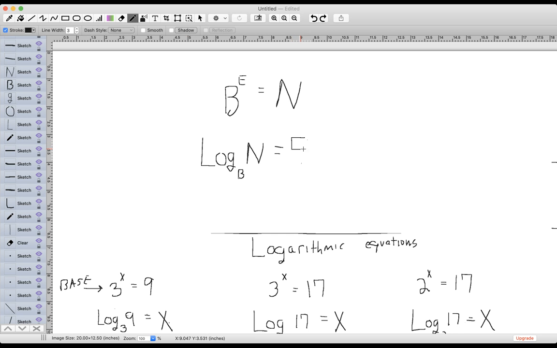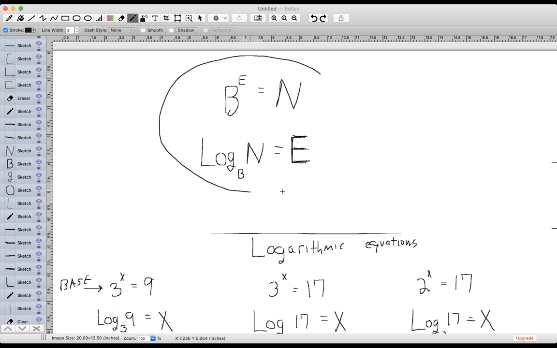It's how we isolate the exponent. It's how we get the exponent by itself. If you have any questions, please bring them to class, but just write this down and it should allow you to do your first assignment.